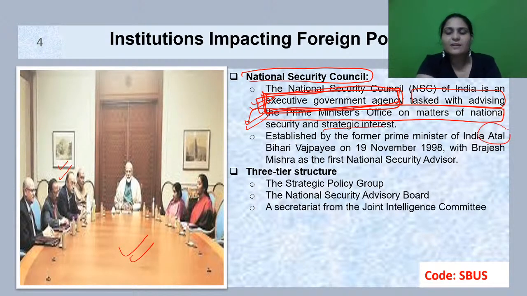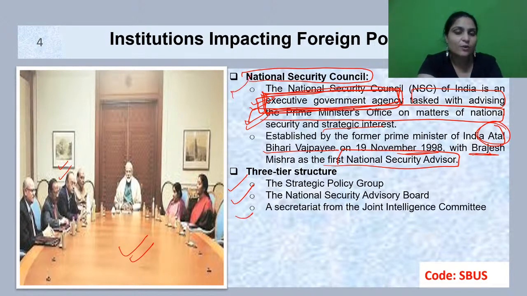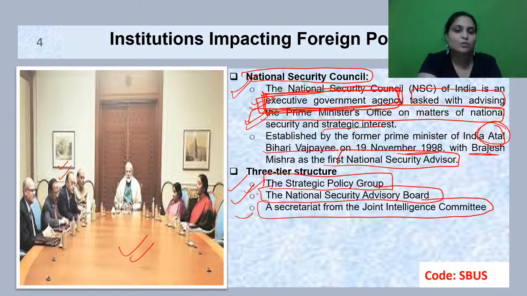It was established during the times of Atal Bihari Vajpayee ji in 1998, when the Kargil war was in the making, and Brajesh Mishra was the first national security advisor. It has a three-tier structure. I give you this for homework, to go and study the three-tier structure of the National Security Council. It will give you a lot of insight on how the policy making actually happens inside it. The first is the Strategic Policy Group. The second is the National Security Advisory Board, and the third is a Secretariat from the Joint Intelligence Committee, because these two actually require a Secretariat to carry out their administrative work.